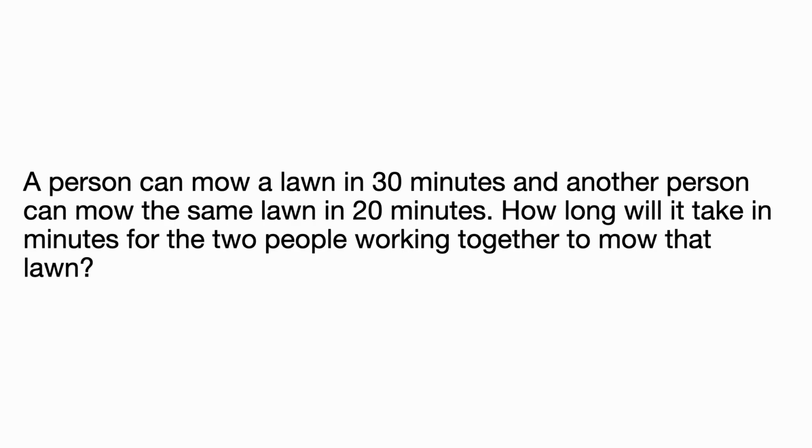A good rule is to read the word problem at least 3 times over to make sure that we understand how to do the problem, as we don't want to go off in the wrong direction and waste our time. Let us read the word problem again. A person can mow a lawn in 30 minutes and another person can mow the same lawn in 20 minutes. How long will it take in minutes for the two people working together to mow that lawn? If you think you can solve this problem on your own, please pause the video and try it on your own. And now let us continue.